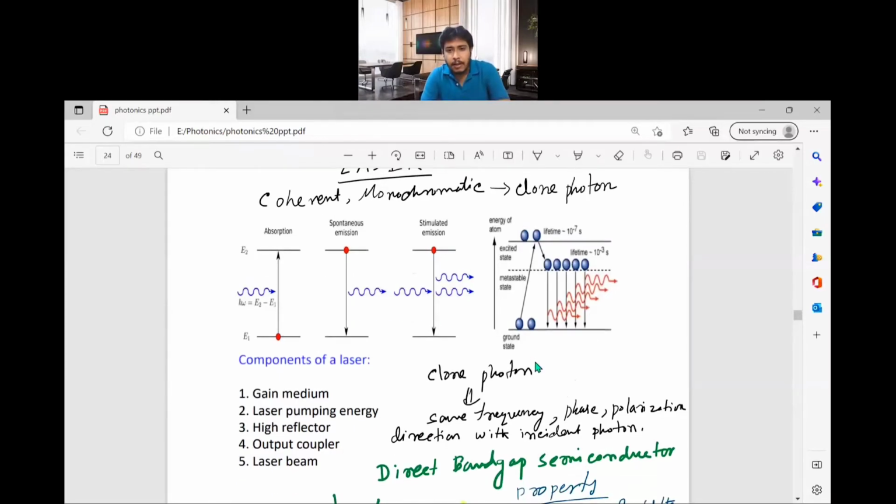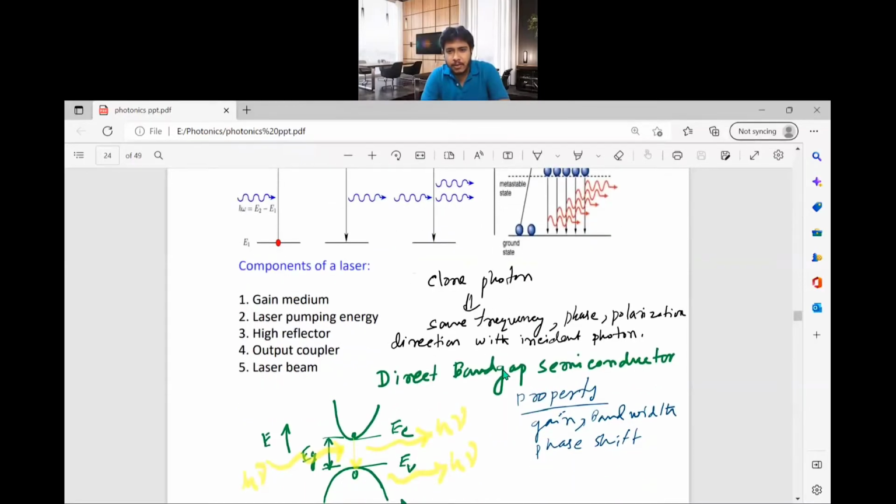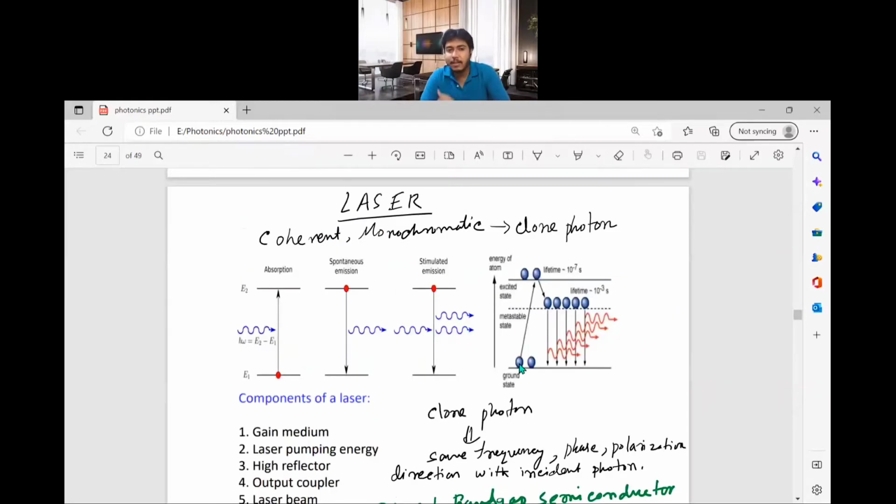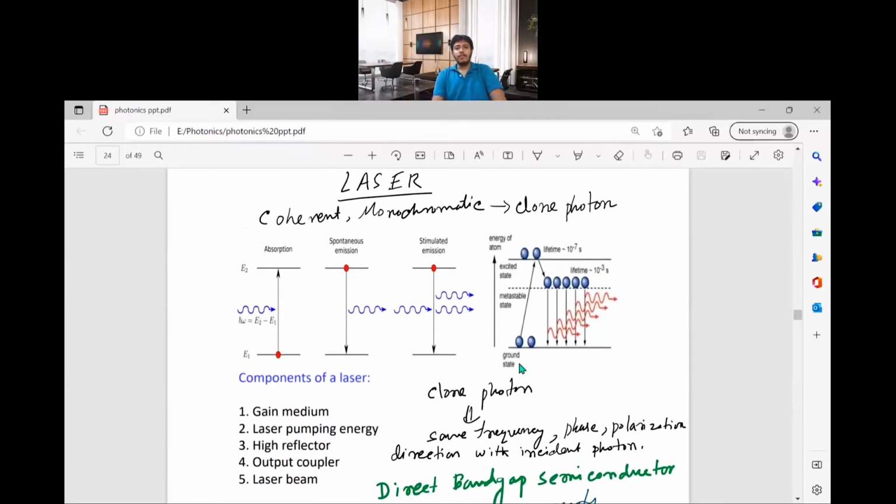As you can see, the same frequency, same phase, polarization is also the same, and direction is also the same as the incident photon. Also, laser works for the direct band gap semiconductor. Basically, laser is an optical amplifier. So you have the optical amplifier with the light getting amplified, and it is fed back to the input. If the feedback path is in the same phase with the input, it will get amplified and will oscillate. So it's a feedback oscillator kind of thing. It's an optical oscillator, the laser.